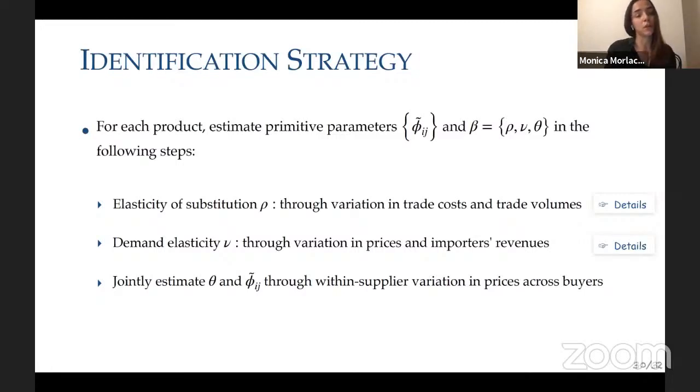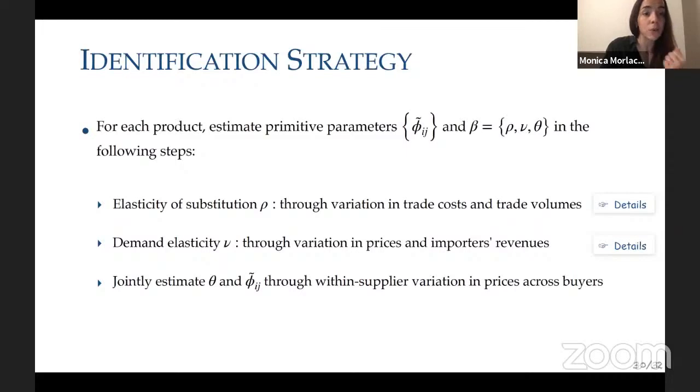And we do this in the following steps. Now, for the elasticity of substitution, rho, and the demand elasticity downstream, nu, there's a not very interesting identification strategy. We exploit variation in trade costs and trade volumes, as is standard in the literature. And similarly, we estimate demand elasticity through variation in prices and importer revenues. So we follow the literature by and large for estimating rho and nu.